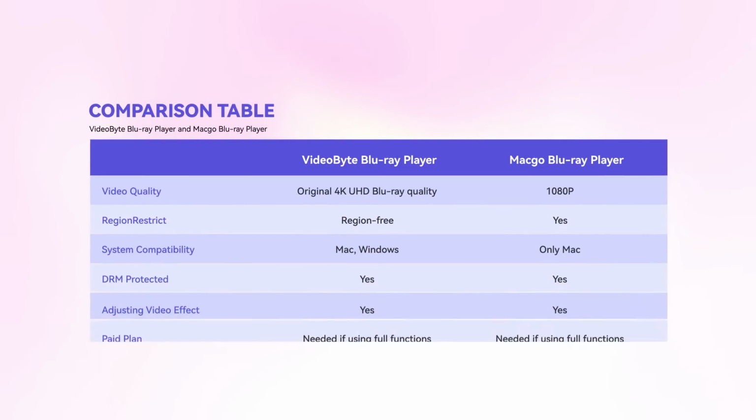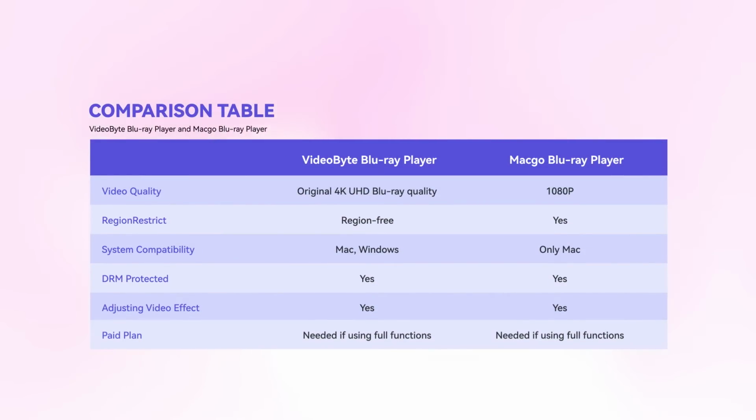But the differences between these two software may affect your decision. VideoByte Blu-ray Player has fewer restrictions, such as being region-free, compatibility with both Windows and Mac, and most importantly supporting original 4K UHD Blu-ray quality, while the maximum playback quality of Macgo Blu-ray Player is 1080p and only supports a Mac system. All you have to know is right here. Come pick one and give it a try now.